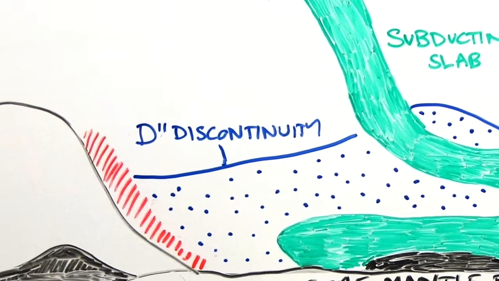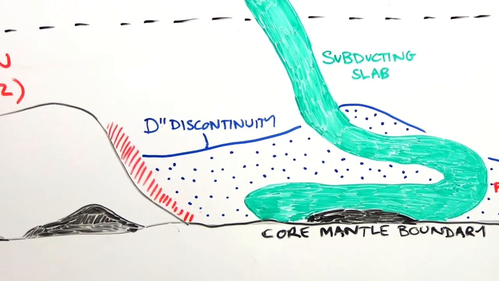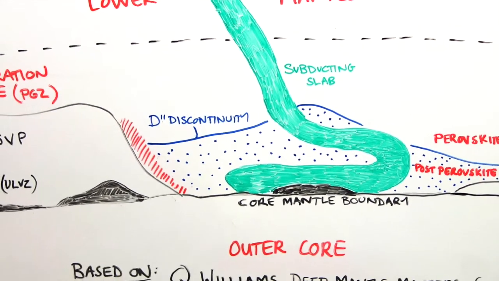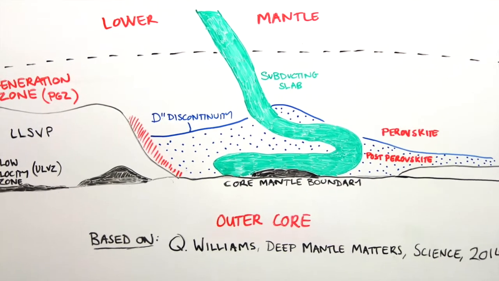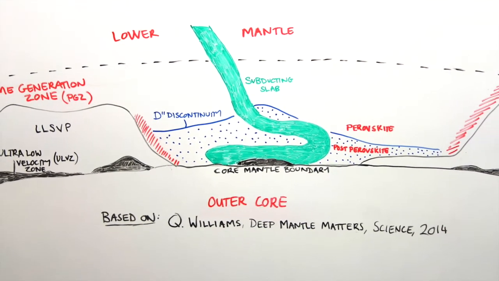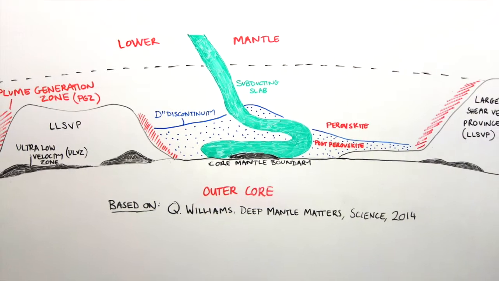Post-perovskite would then represent the D double prime layer, which also incorporates the slab graveyard. This would therefore explain why the D double prime layer does not appear to exist under the LLSVPs, as they are in fact two chemically distinct regions.